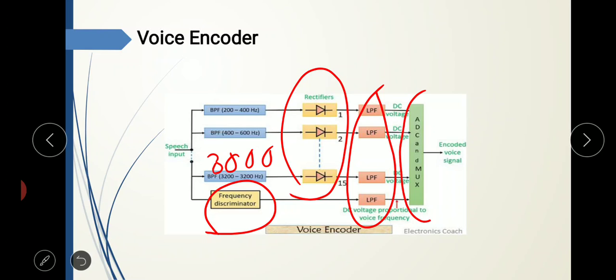Means using this part, it is converted from analog to digital, sampled, multiplexed, all functions are performed by this block. So we have a digital equivalent of the speech signal at the output of the encoder. This encoded voice signal consists of frequency component from 200 Hz to 3200 Hz.